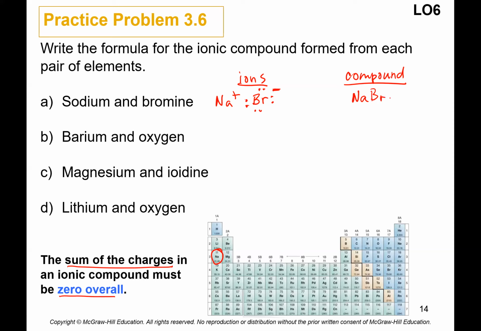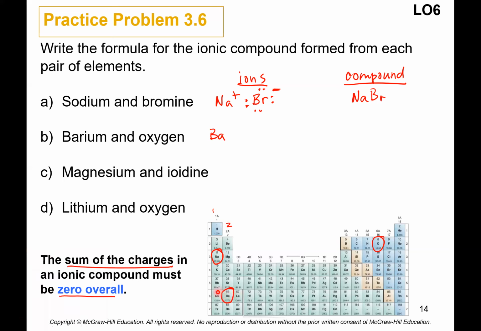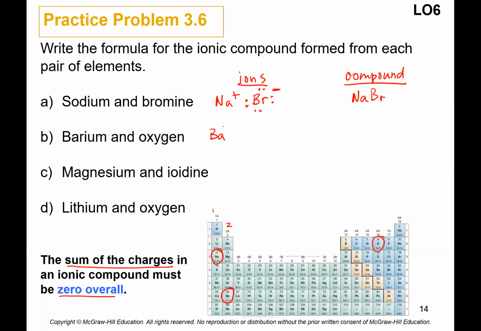Let's look at the next one. We have barium. Barium is here, and then we have oxygen, which is here. Barium is in the second group, so it's going to have 2 valence electrons. Now barium can lose 2 electrons, 1, 2, to become like this noble gas, or it can gain 6 to become like this noble gas. Of course, it's going to prefer to lose 2. If it loses 2 electrons, that means it now has an excess of 2 positive charges. So barium has a 2+ charge.